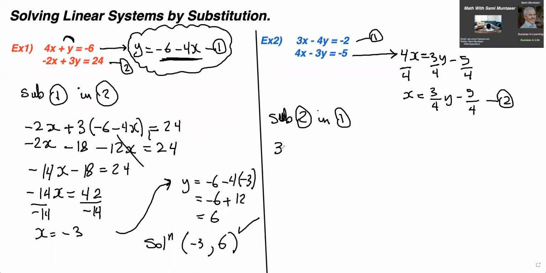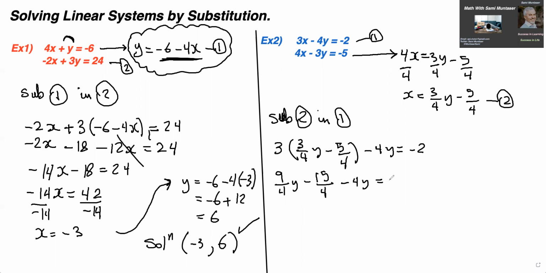So there you go. We have 3 instead of x. We're going to sub in this for the x. So I have 3 times (3 over 4y minus 5 over 4). Close the bracket. We still have the minus 4y there, equals negative 2. Now, when you multiply a number times a fraction, if you cannot reduce with the bottom, just multiply to the top. So the whole number multiplies only to the top. So we're going to get 9 over 4y minus 15 over 4 minus 4y equals negative 2.